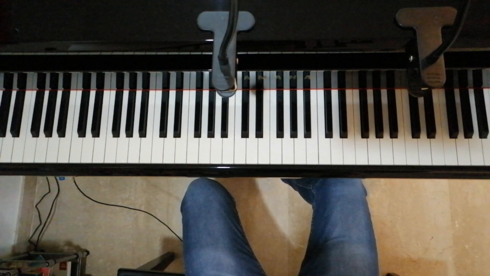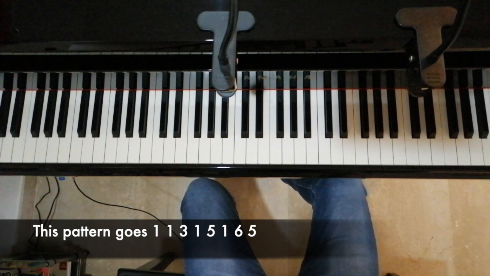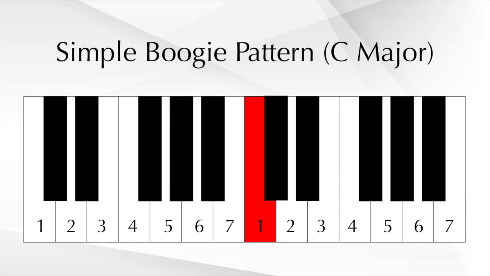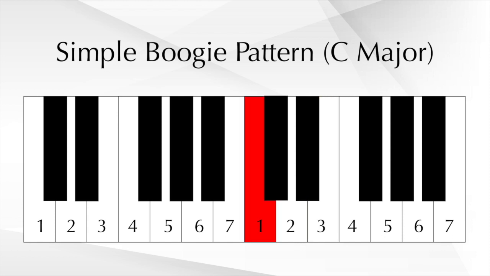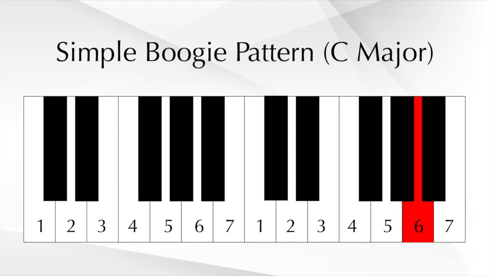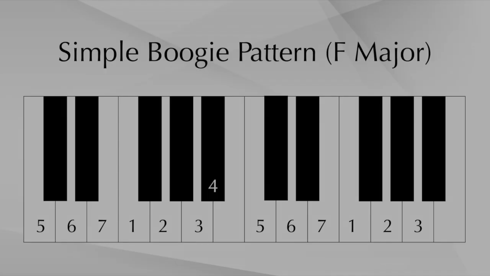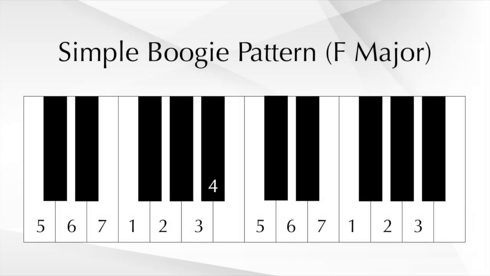This pattern consists of 8 single notes from start to finish, which goes 1, 1, 3, 1, 5, 1, 6, 5. Following this string of numbers and using the C major chord as an example, we first play the first note C 2 times, then the third note E once, then the first note C again, then the fifth note G, then the first note C again, then the sixth note A, and then we finish off the pattern with the fifth note G again.